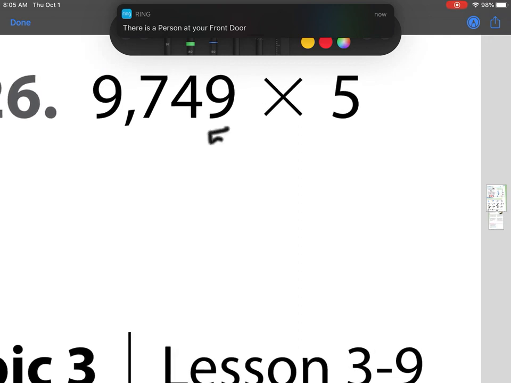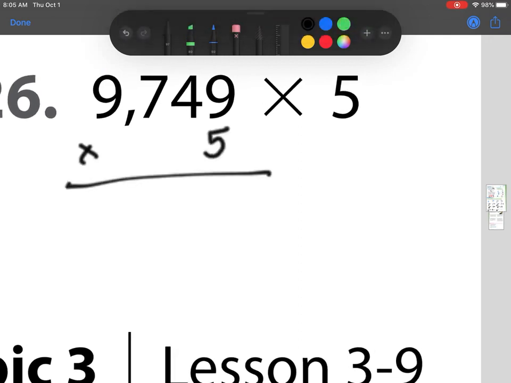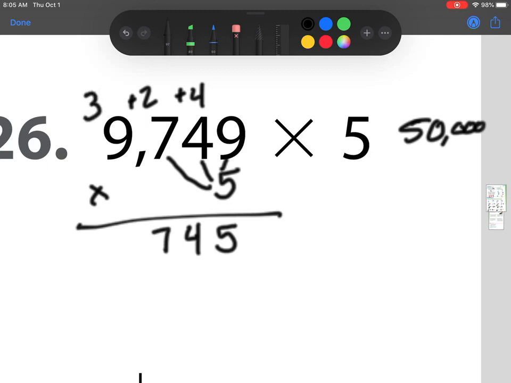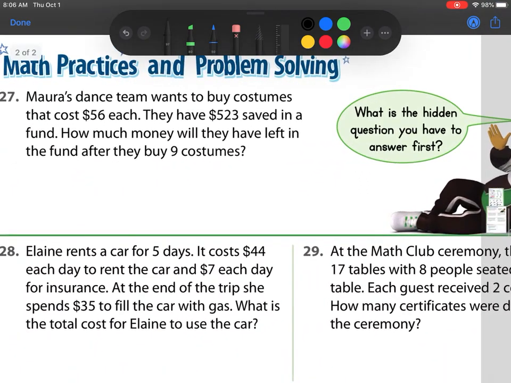And our last one. Our answer should be close to 50,000 because we have 10,000 times 5, and we're going to do our standard algorithm. 5 times 9 is 45, so I put the 5 down, regroup the 4. 5 times 4 is 20, plus 4 is 24, so I put the 4 down, regroup the 2. 5 times 7 is 35, plus 2 is 37, so I regroup that 3. And lastly, 5 times 9 is 45, plus 3 is 48. 48,745. So now let's go to our word problems.